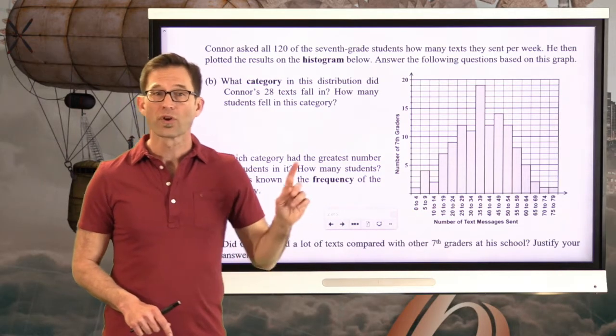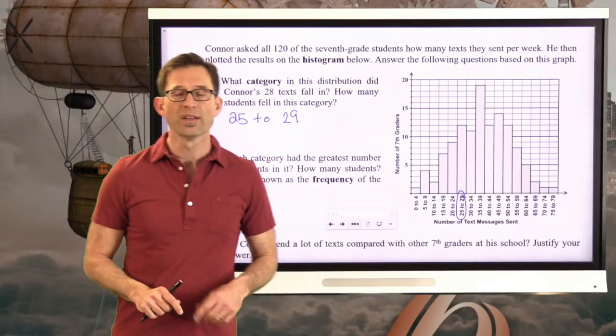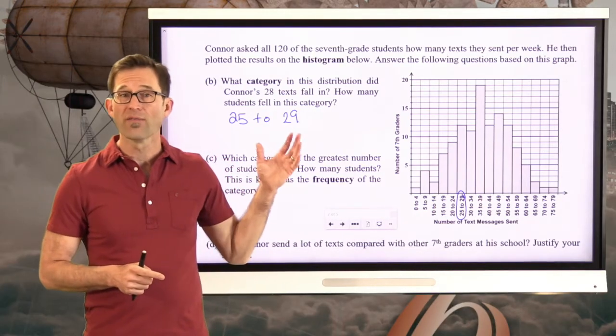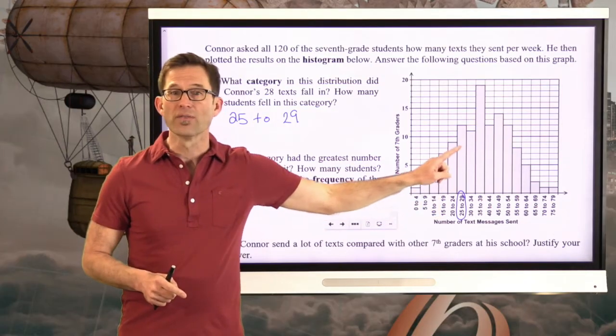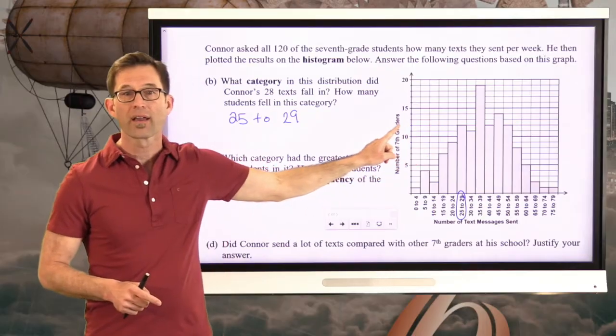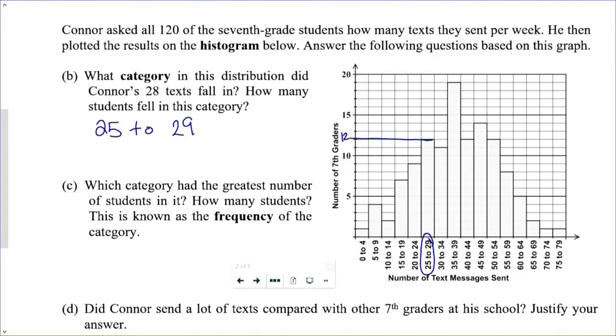Well, for Connor, his 28 texts fell in the category 25 to 29, meaning every single student that sent 25, 26, 27, 28, or 29 texts fell into this category. Now, how many of them actually fell into this category? That's where I'm going to look up here at the top of the bar, and I have to be kind of careful as I go over, but as long as I can read the chart off pretty accurately, I will find that 12 students fell into that category.